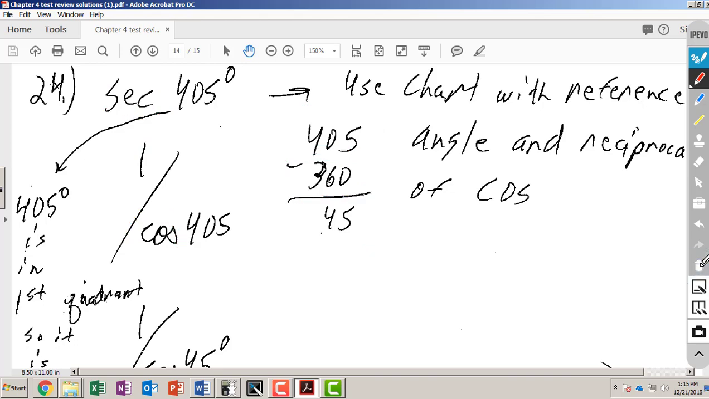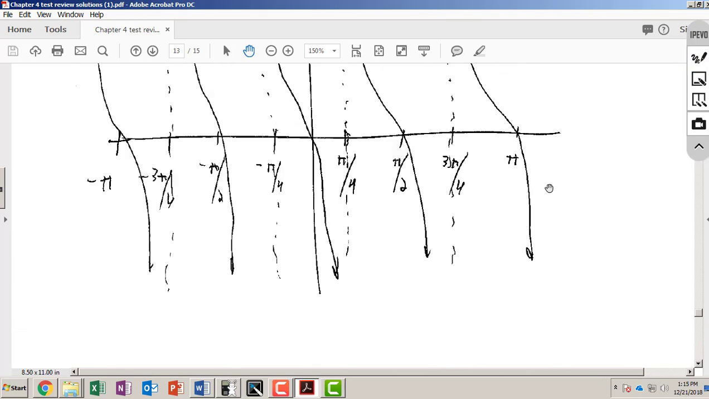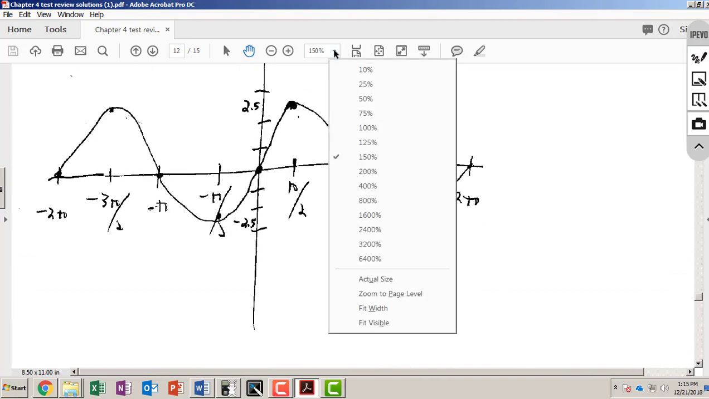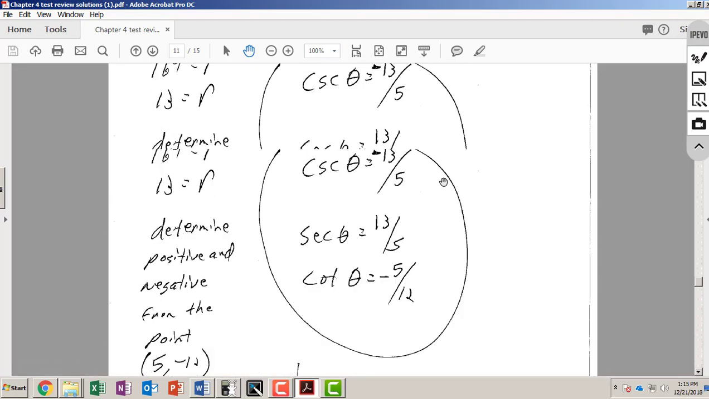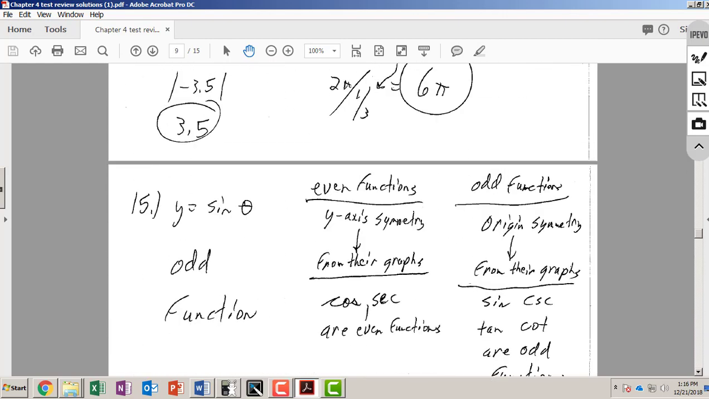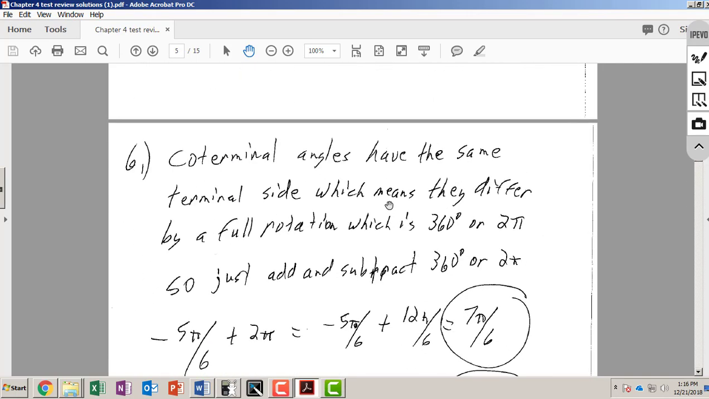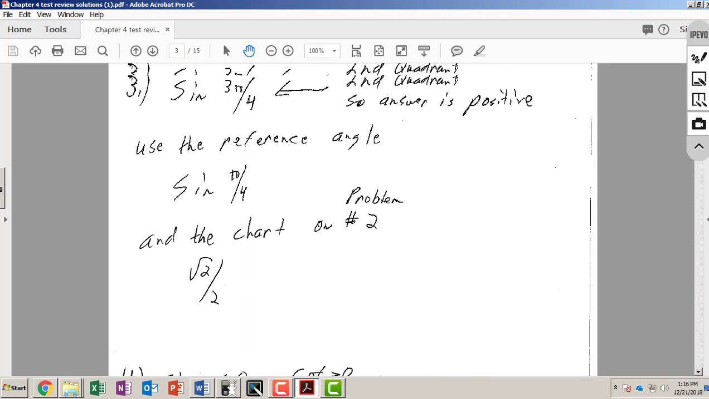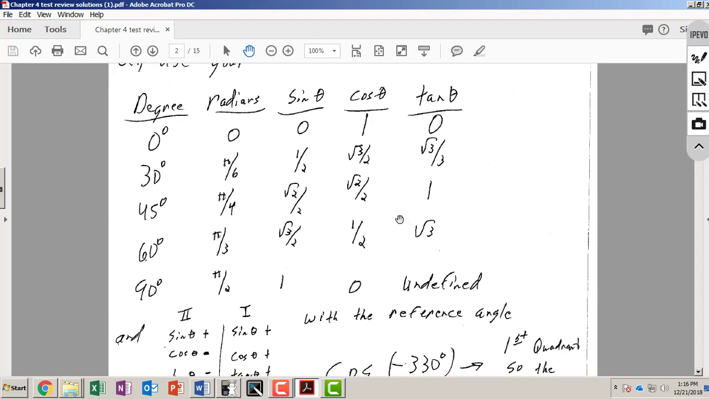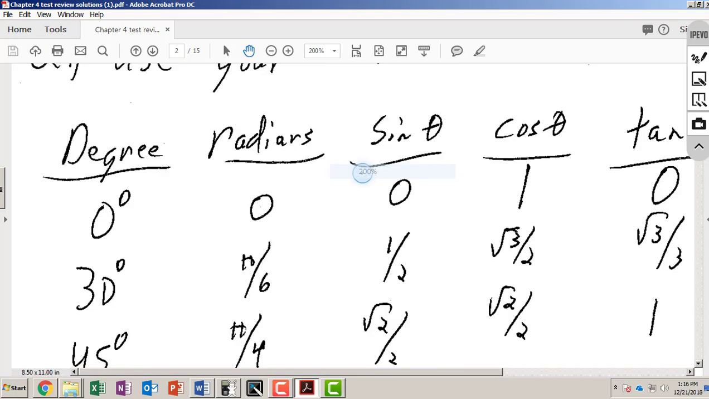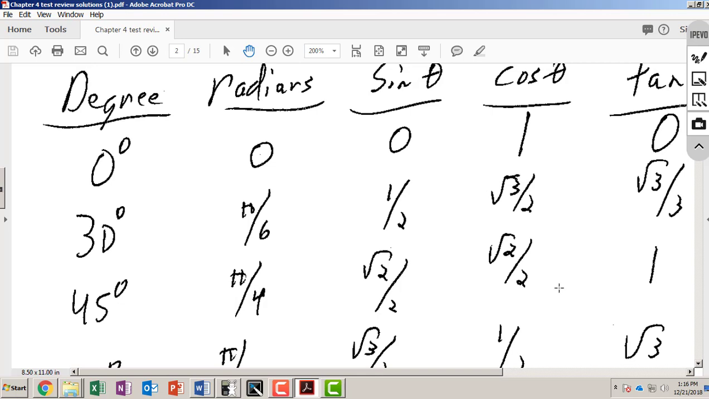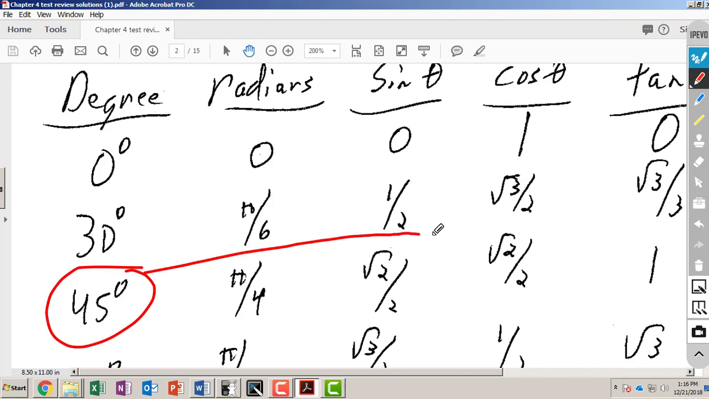So I go back to my chart from number 2. Going all the way back to number 2 here, let's make our graph a little bit smaller so we can get back to that chart a little bit faster. Looking at our chart on number 2, we've got to go find that cosine of 45. Let me blow it back up again. This might be a little bit too big, but we can see it from here. Here is my 45 right here, and its cosine is right there, which is the square root of 2 all over 2.